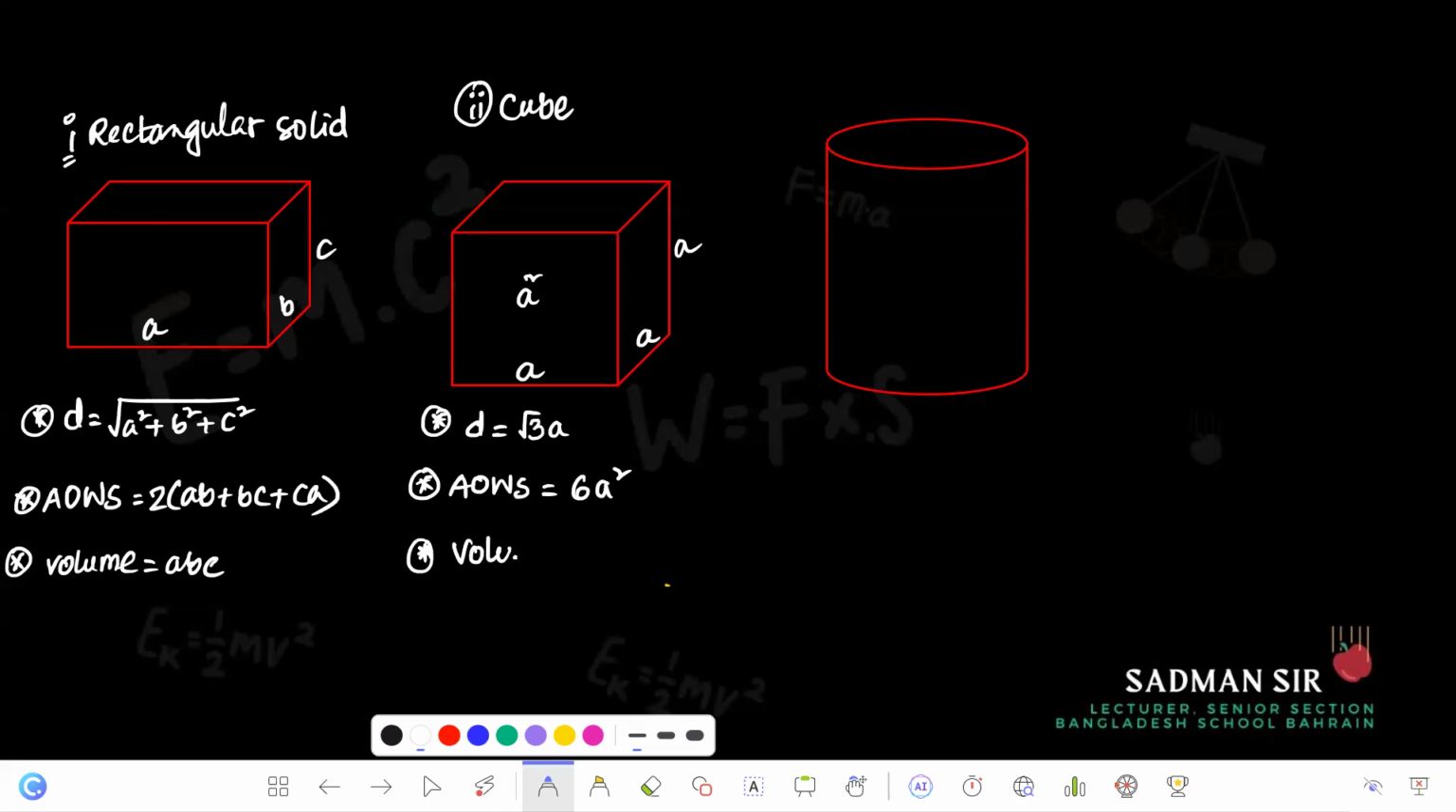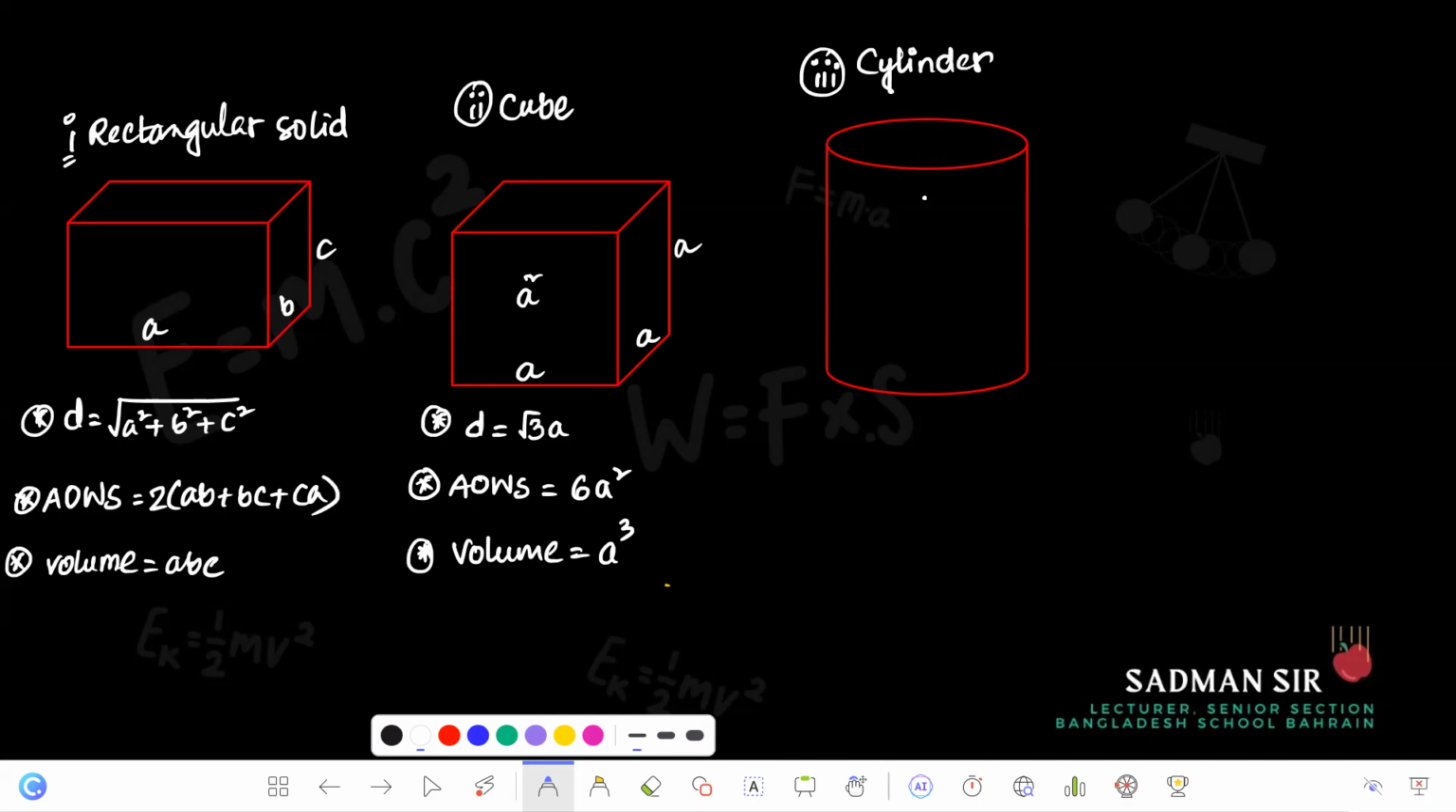Now the volume. In case of volume also, if you just replace b and c by a, so a into a into a, it gives the same cube. Okay? Easy. The third shape. All the formulas we will learn today and then we will start solving exercise problems.